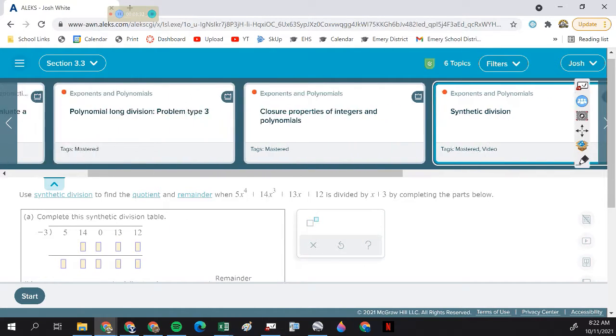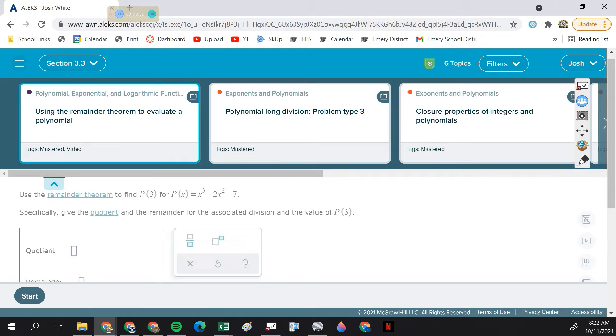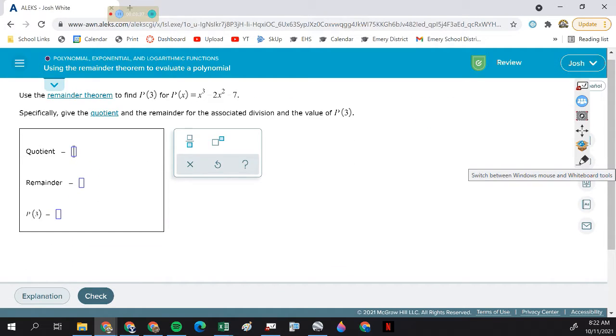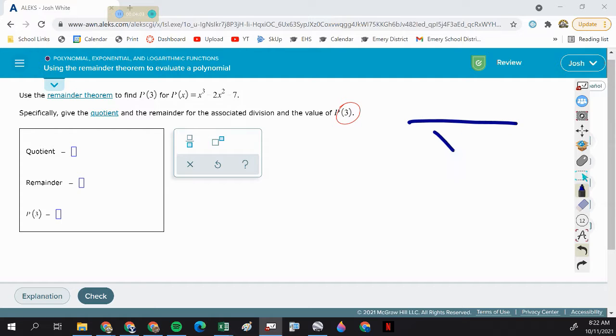So in this problem here, we want to know what happens when I plug in 3. First off, look at the equation. What do you notice about the equation we're going to divide? It doesn't have an x. So can I use synthetic division here? Yes, because I'm only plugging in a single number. I'm dividing by x minus 3. So if we're dividing by a linear polynomial, then I can use synthetic division.